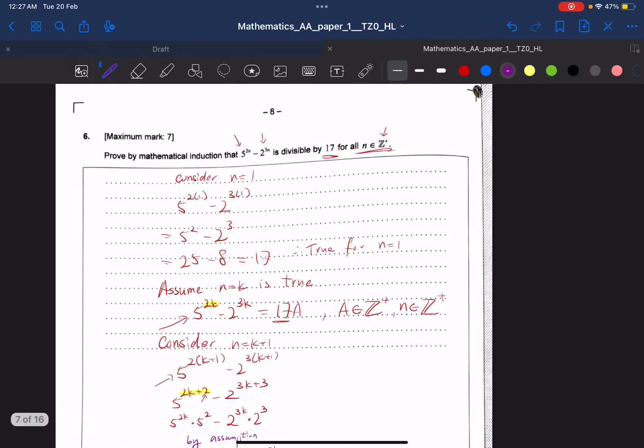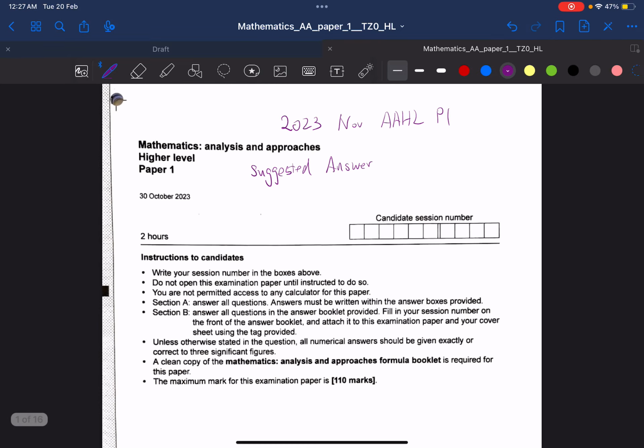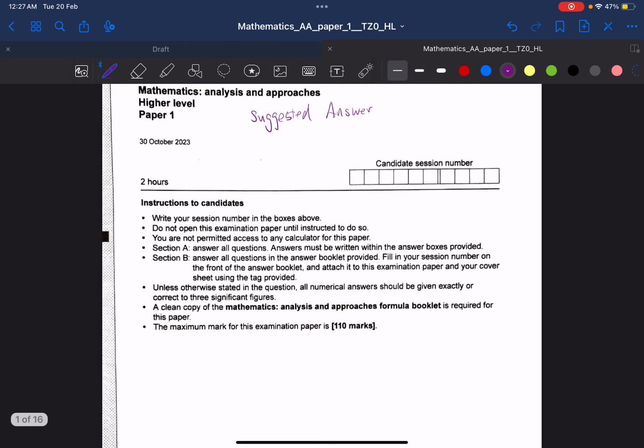Okay, so this will be my suggested answer for AAHL paper 1. It's 2 hours, and I think if you know everything, you can finish this in around 1 hour and 15 minutes.